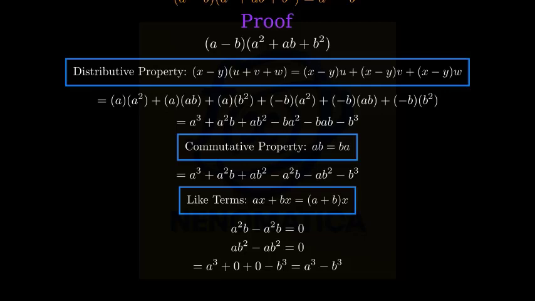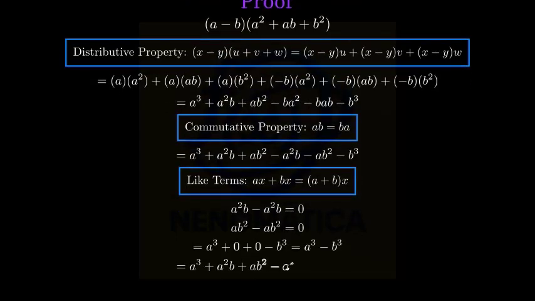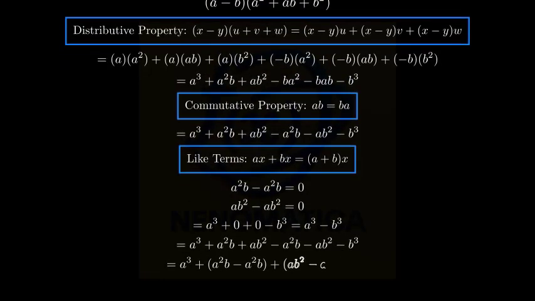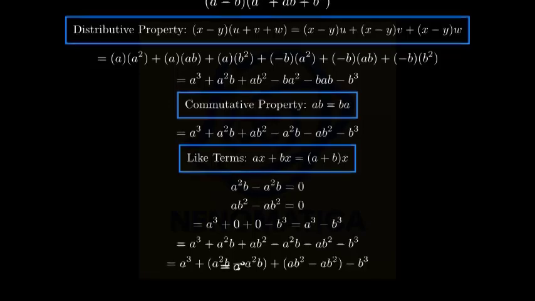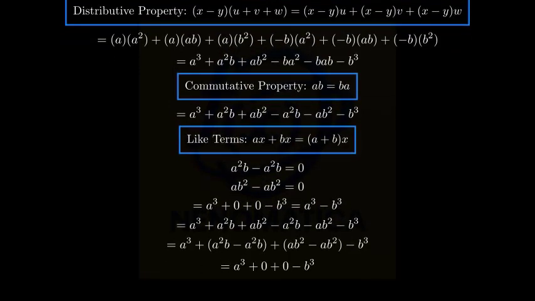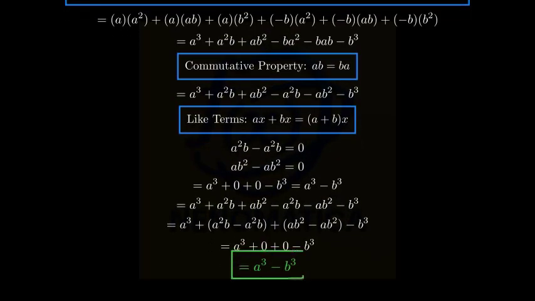To show the steps more clearly, let's regroup our terms in a different way. After expanding the product, we had a cubed plus a squared b plus ab squared minus a squared b minus ab squared minus b cubed. We can rearrange this as a cubed plus the term a squared b minus a squared b plus the term ab squared minus ab squared minus b cubed. We can see that the bracketed terms are equal to 0, a cubed plus 0 minus b cubed, which gives us our final result, a cubed minus b cubed.